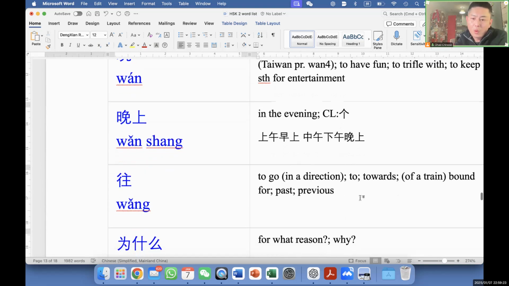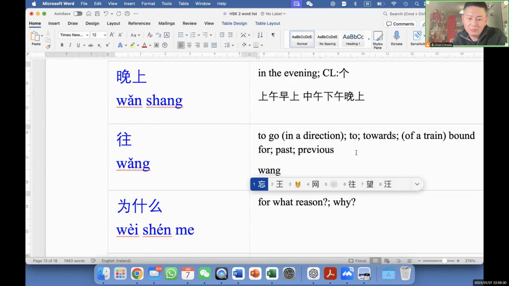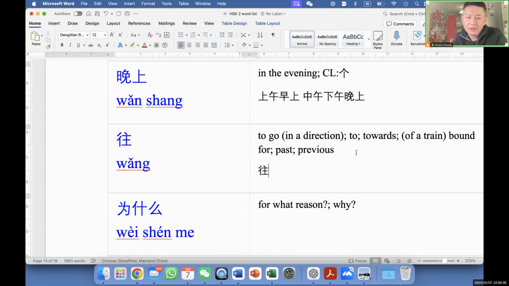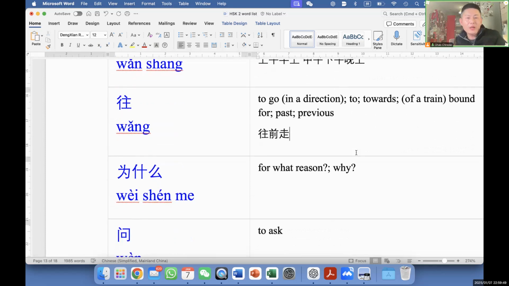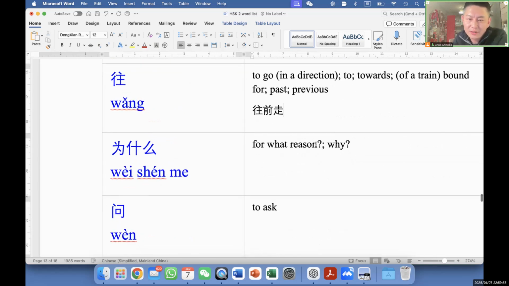Okay. 往 is to go somewhere. 往 a place, then action. 往前走, 前 means front, walk front. 往前走往右拐, turn right, towards right turn. 为什么, 为 means for, 什么 is what, therefore for what reason, for what. That would be better, for what.